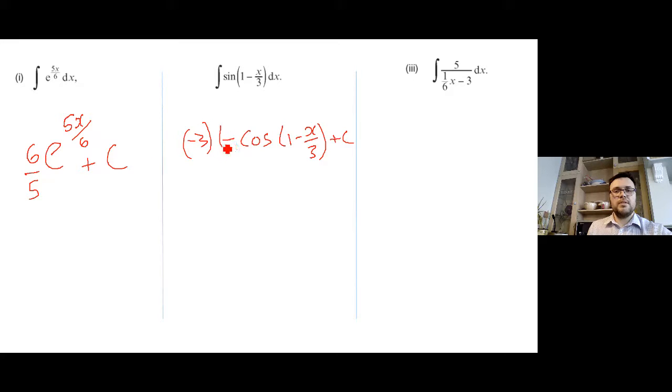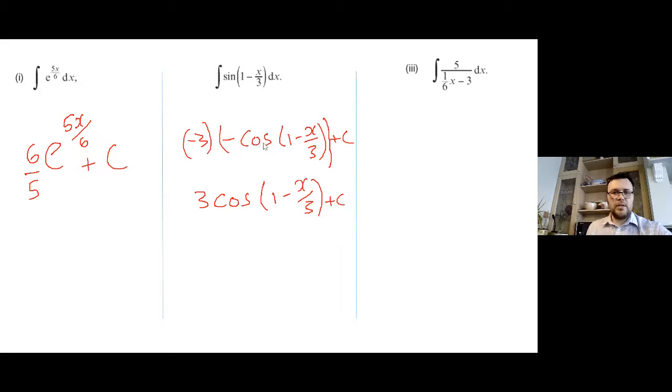If I put a massive bracket around this, and then when we multiply it out, this is going to be 3 cos of 1 minus x over 3, and then it'll be the plus c. And then finally, this is the one which is going to be the one that's most used when we're doing partial fractions because of the value underneath. Okay, so the x term is underneath.